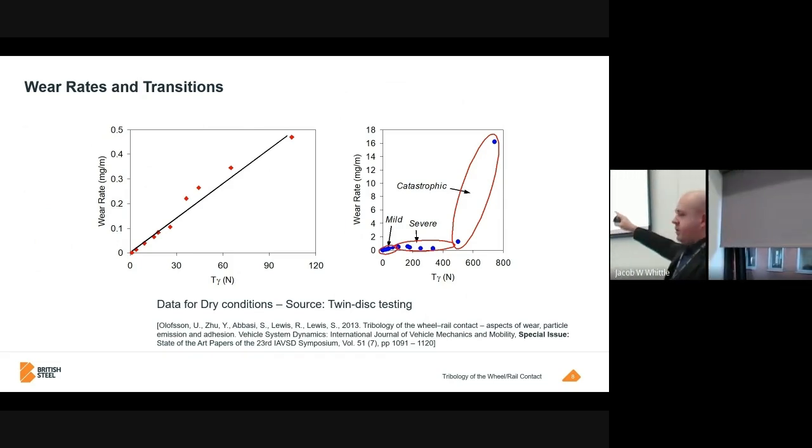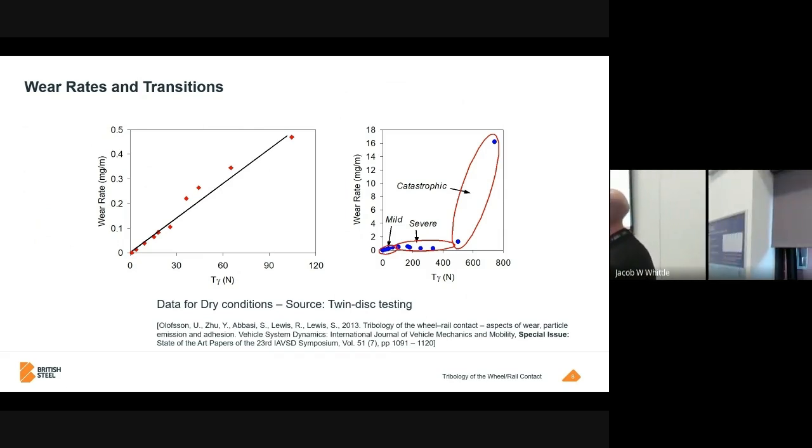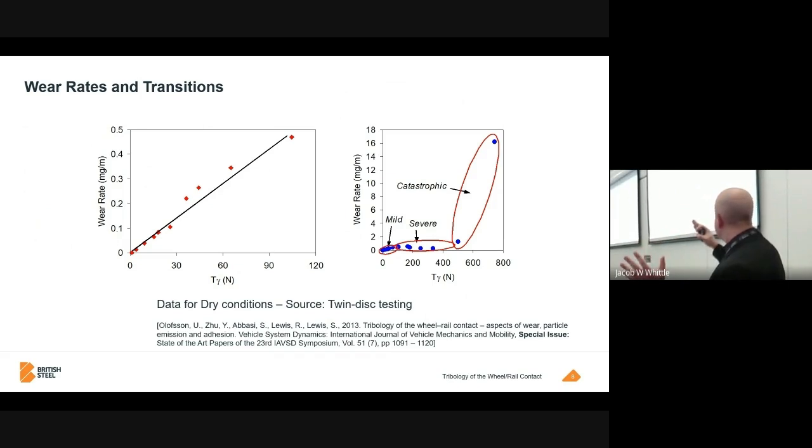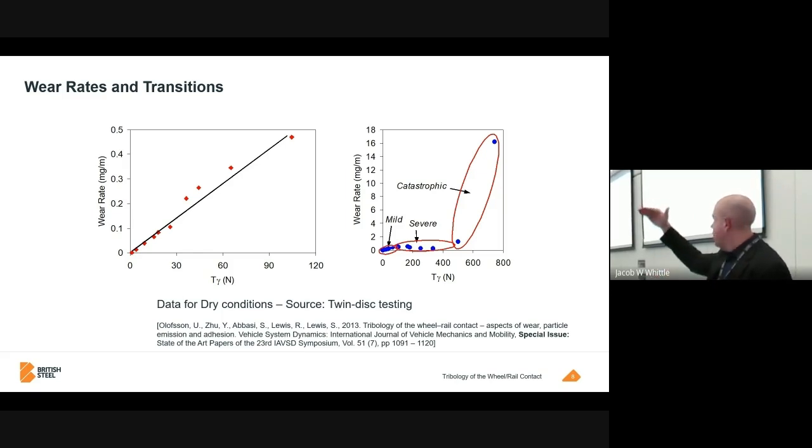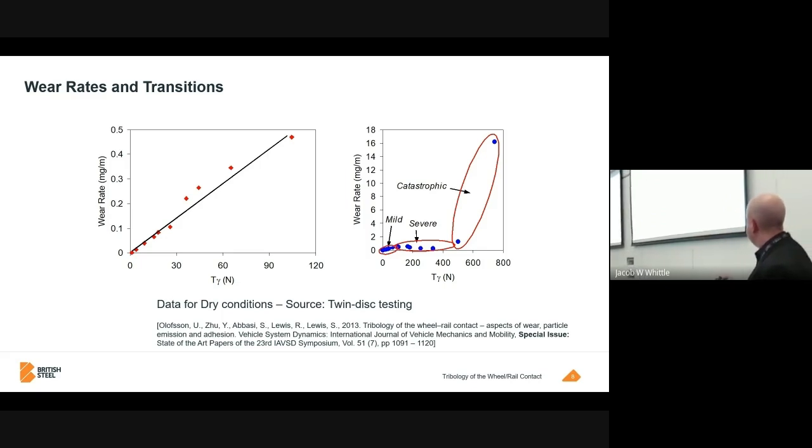So at low T gammas, and remember T gamma is a reflection of the amount of energy that's going into the contact, you get a nice linear relationship between wear and the energy that's going into the contact. But as you increase that energy, that relationship starts to break down, and it tapers off for a region. And then as you increase that even further, you get into what we call a catastrophic zone, where you get a many orders of magnitude jump in the level of wear. So that is rail wear.